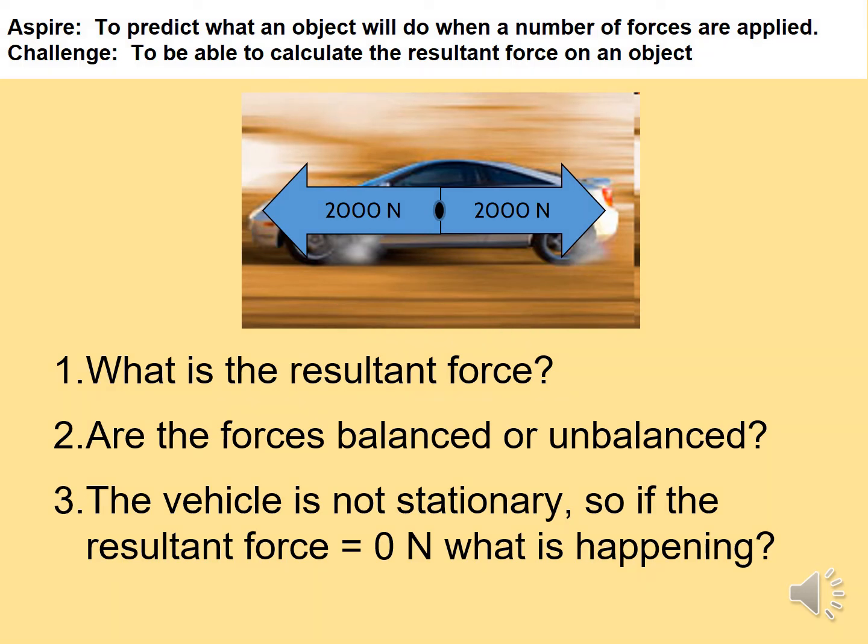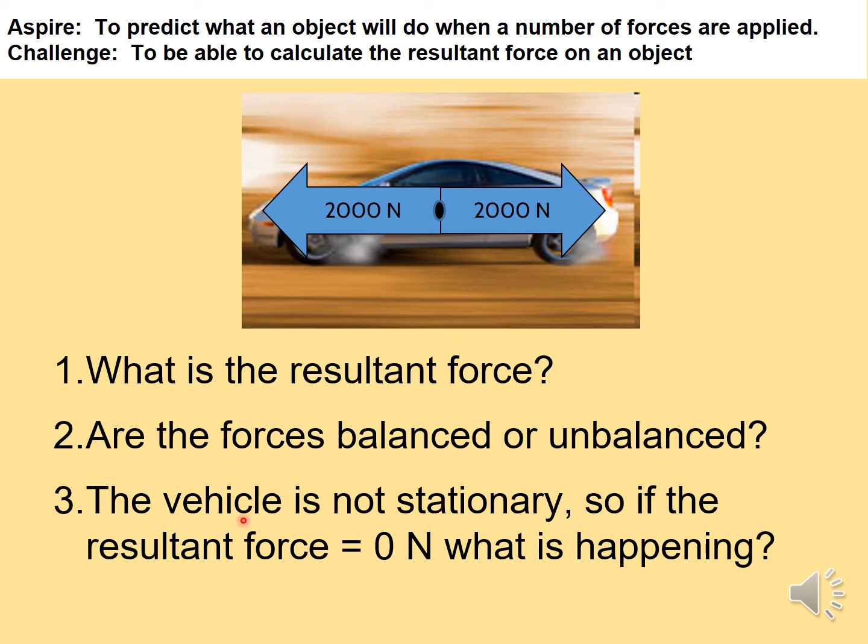Okay, if you need to pause the presentation to carry on writing for a moment, do that. But let's just explore this particular issue. Let's make sure that we get over this before we finish the presentation today. The resultant force is 0. 2,000 newtons thrust force and resistance force of 2,000 newtons. The forces must be balanced because they are the same size.